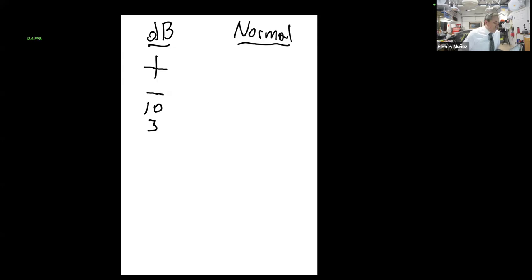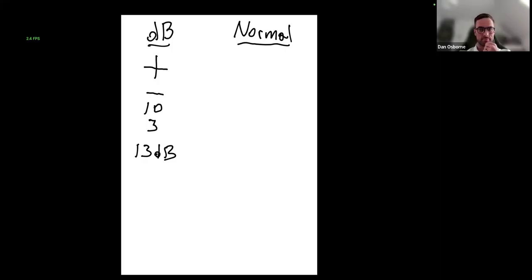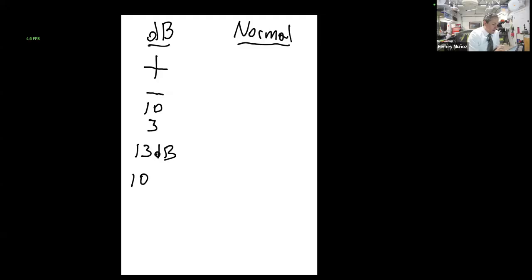So how would you get to 13 dB if all you have is plus, minus, tens, and threes? 10 plus 3, 13. Do we agree? It's pretty straightforward. Any elementary school kid can do that math, and just giving them those 4 items, you'll get to any number. So how do you get to 13 dB? 10 plus 3. That's it.